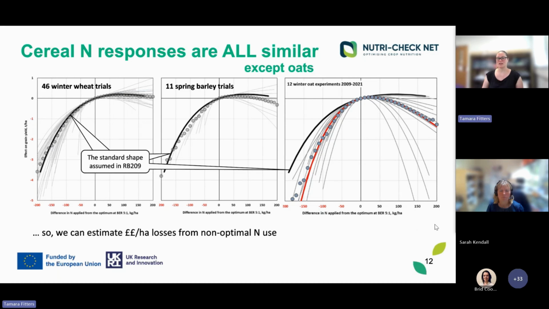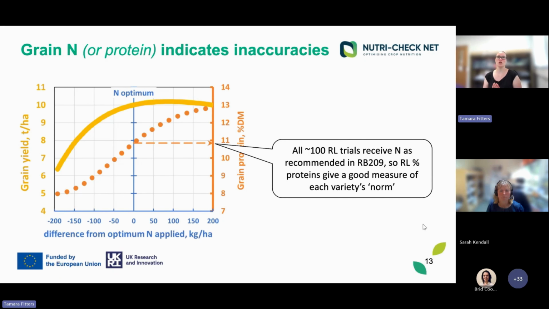So when we're looking at this, it's really important to realize that we can estimate this loss of income based on non-optimal nitrogen use. So it's important to look at what we're doing and to optimize that as much as possible. When we're looking at this graph, this shows the grain nitrogen content, and it's based on about 100 RL trials that have received nitrogen as is recommended in the RB209.